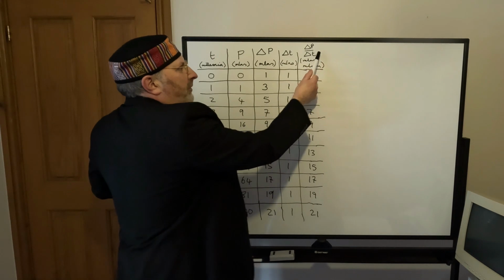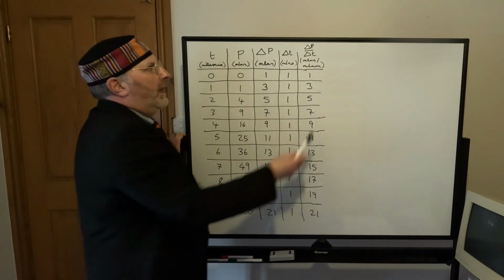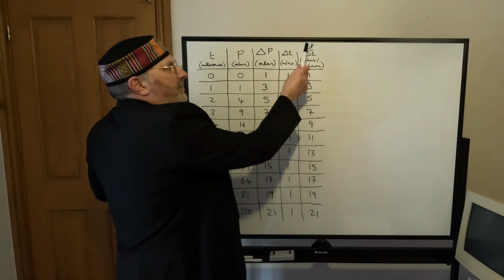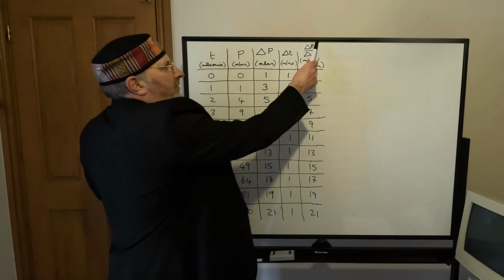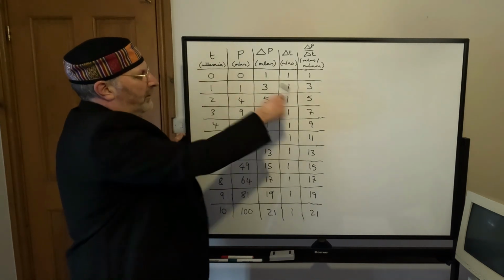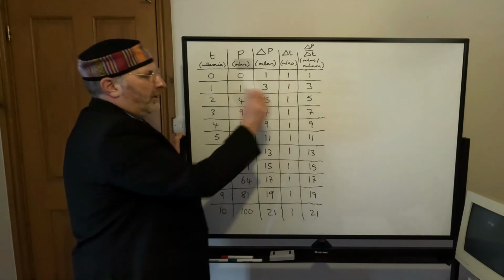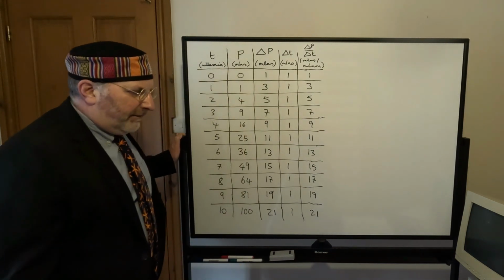And this delta P over delta T is sometimes also called the differential, but more strictly we'll call it the derivative. So this is the derivative, it's the rate of change of population, which we have derived using this table, finding the differences, differentiation, giving us the derivative.